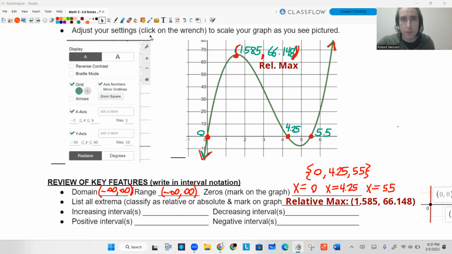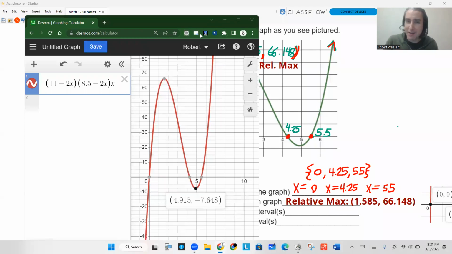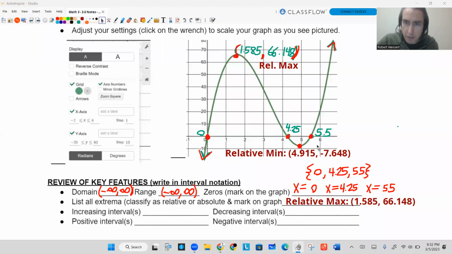Can you see where it is? And if you have your graph pulled up, you can click on that bottom point there, and there it is, 4.915, negative 7.648. Now, that doesn't mean anything in this problem, but we're going to write that down for our relative min. I didn't have room to squeeze in the line there, so I just wrote it on the graph here, relative min 4.915, negative 7.648.